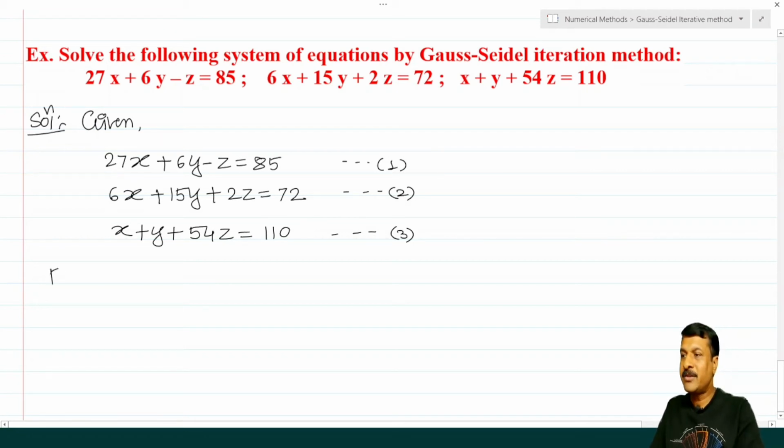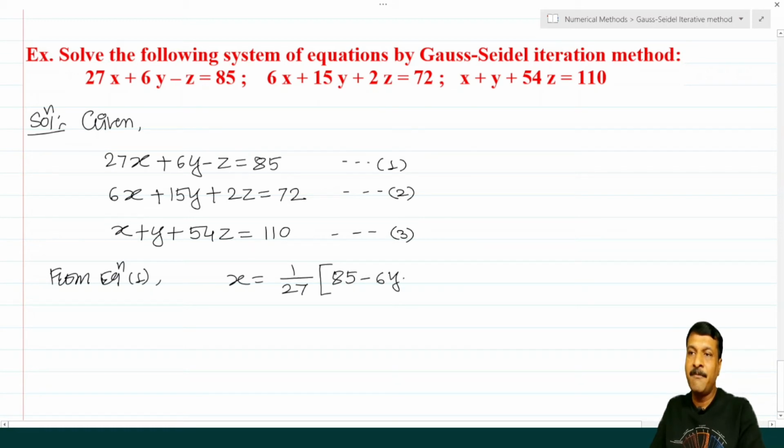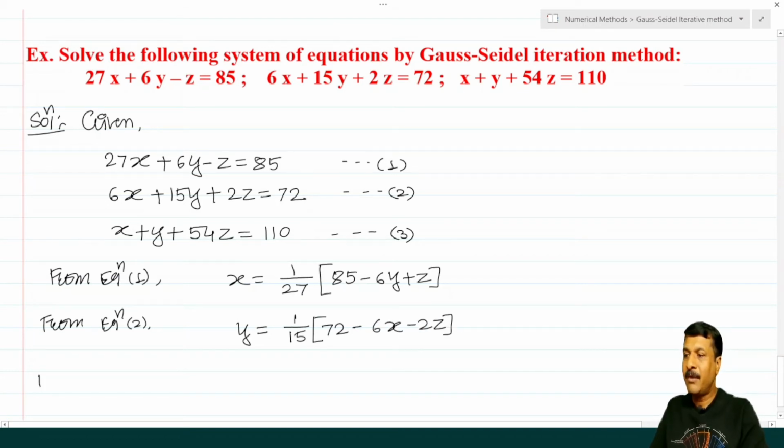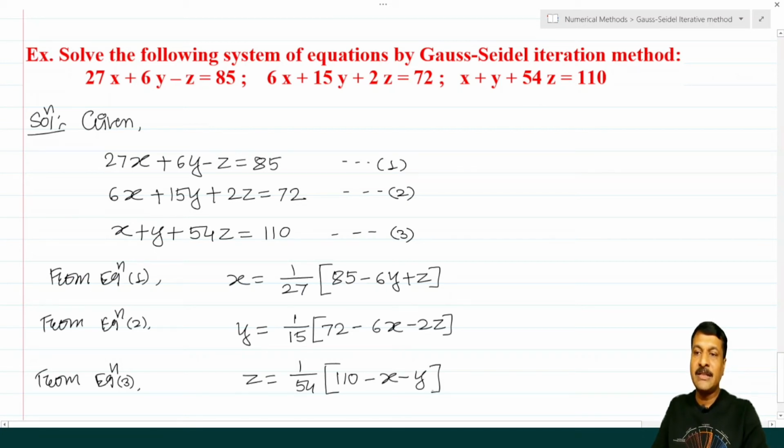So from equation 1 you find value of x. So what is value of x? 1 by 27 in bracket 85 minus 6y plus z. From equation 2 we'll get value of y. It is 1 by 15 in bracket 72 minus 6x minus 2z. And from equation 3 value of z equal to 1 by 54 in bracket 110 minus x minus y. So denote these equations by 4, 5 and 6.